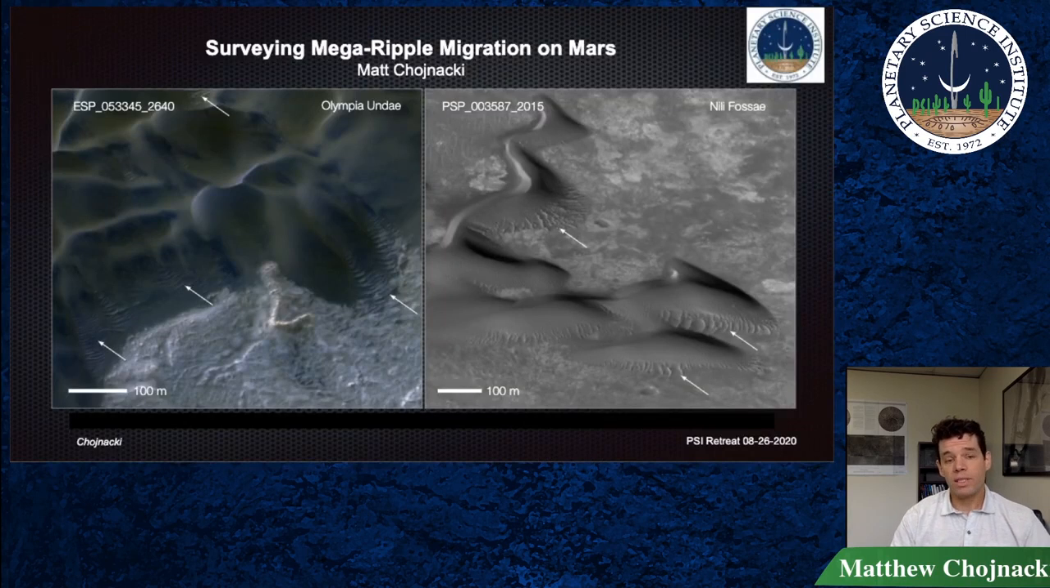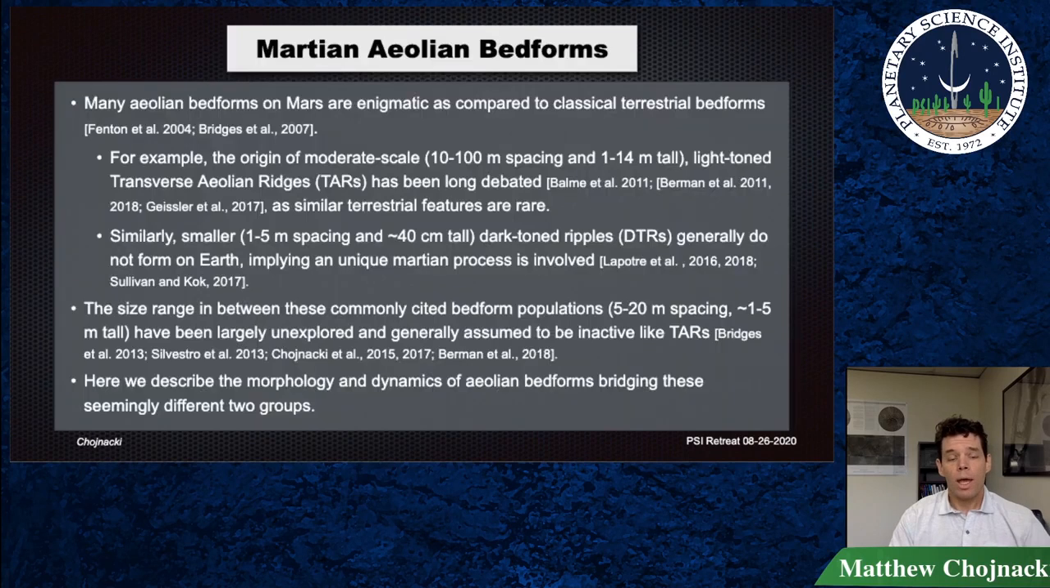For my science talk today, I'm going to talk a little about some of the work we've been doing with HiRISE and digital terrain models and ortho images, looking at mega-ripples on Mars. You could see these are two oblique views of dune systems with these intermediate bed forms that I've got arrows pointing to, which are mega-ripples. And I'll show you some more examples in a moment.